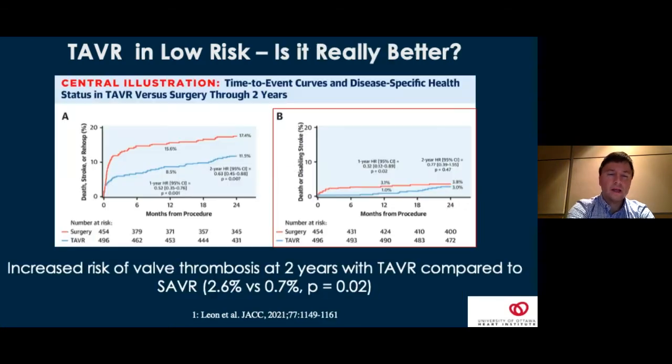So the question now is, in TAVR and low risk, is it really better? This data was just published in JACC last week. They looked at the primary endpoint of death, stroke, and rehospitalization at 2 years of the PARTNER trial, and they showed that even at 2 years, there is a significant benefit to TAVR compared to surgery. However, valve thrombosis at 2 years was increased with TAVR compared to surgery: 2.6% for TAVR and 0.7% for surgery, with a P of 0.02.